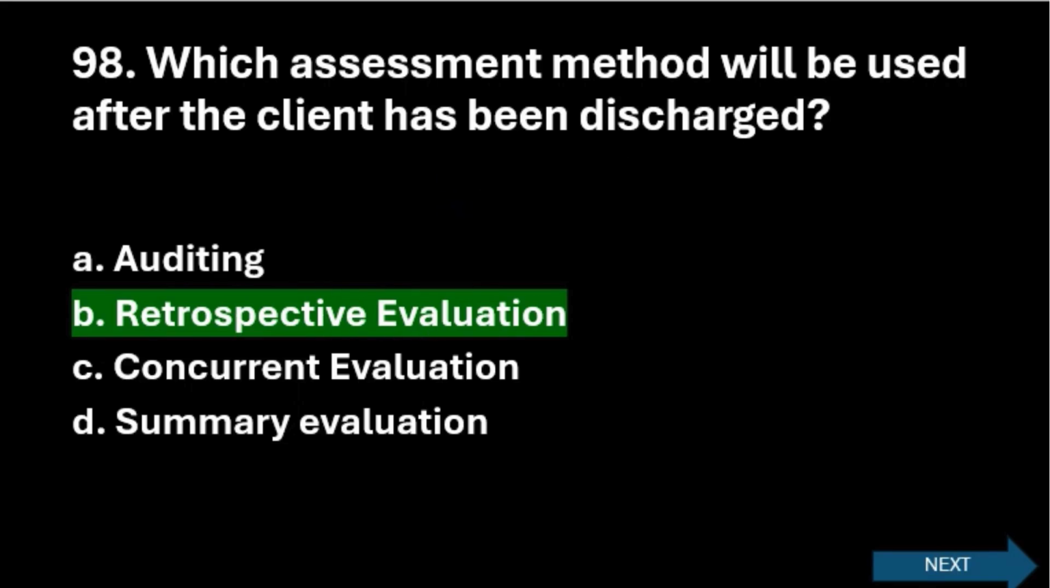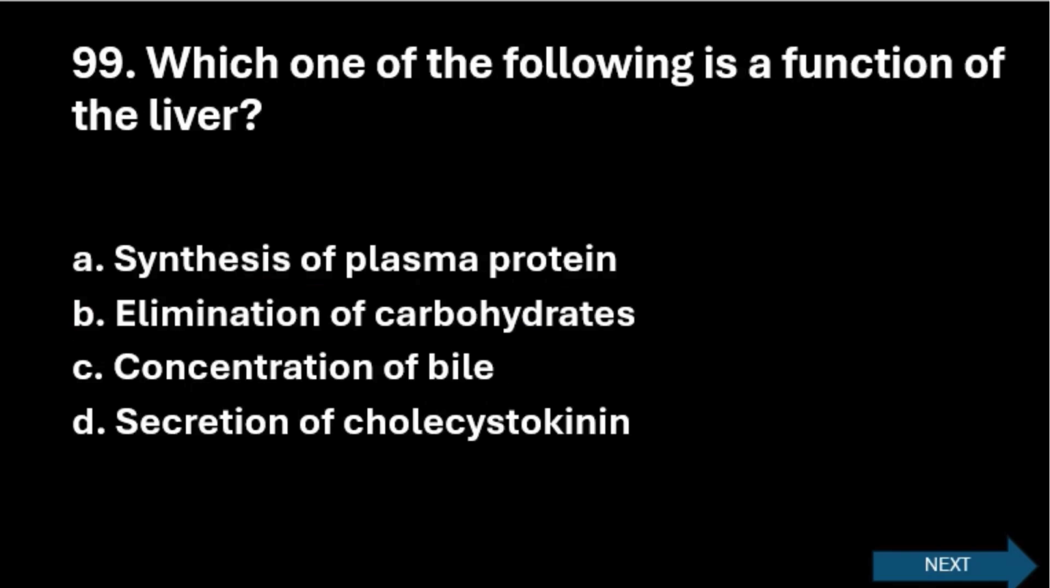Next question. Which one of the following is a function of the liver? So which is the function of the liver here in these options? Option A, synthesis of plasma protein. Option B, elimination of carbohydrate. Option C, concentration of bile. Option D, secretion of cholecystokinin. The right answer here is option A, synthesis of plasma protein.